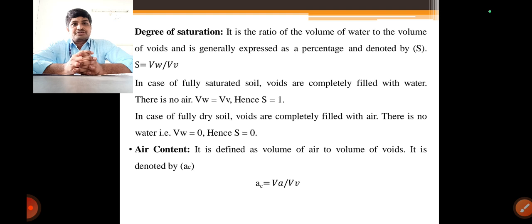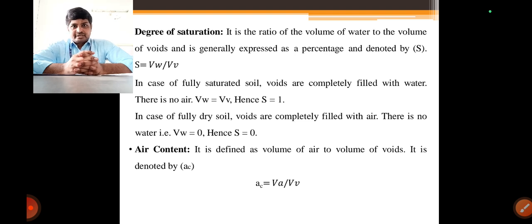Then coming to the degree of saturation, one more definition: it is the ratio of volume of water to the volume of voids, which is expressed in percentage and denoted with capital S. Capital S is equal to Vw divided by Vv. Vw means volume of water, Vv means volume of voids.